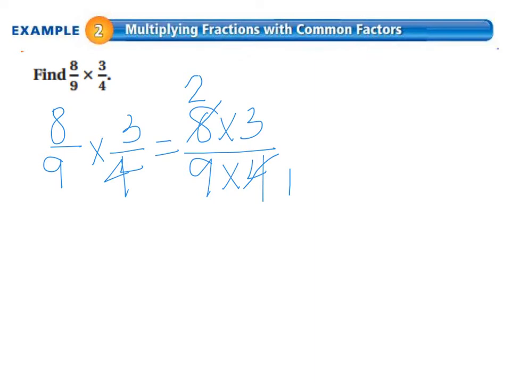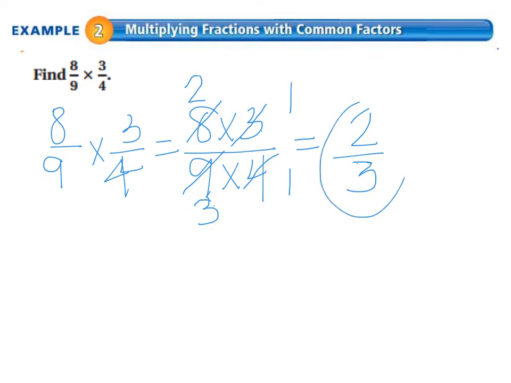change our value. And I see that I have a 9 and a 3. 3 is a factor of 3. It goes into 3 one time, and 3 goes into 9 three times. So again, I'm dividing both by 3. 3 over 3 is the same as 1, so I'm not changing the value of my fraction. And now I can multiply: 2 times 1 is 2, and 3 times 1 is 3. So 8/9 times 3/4 is the same as 2/3.